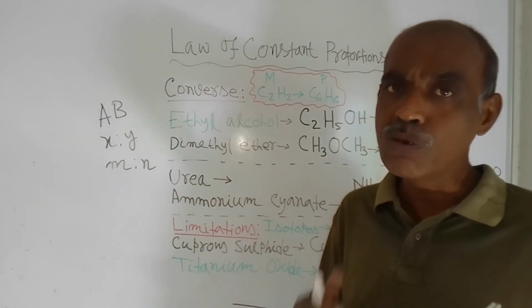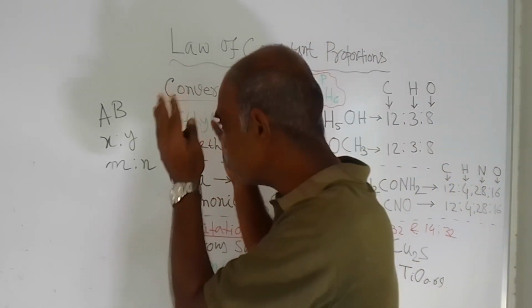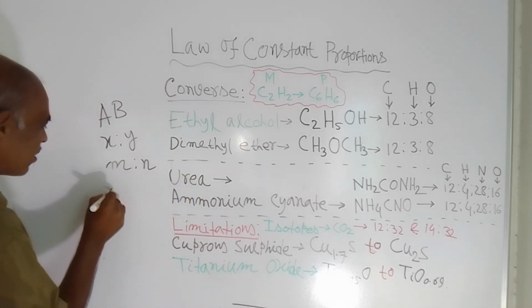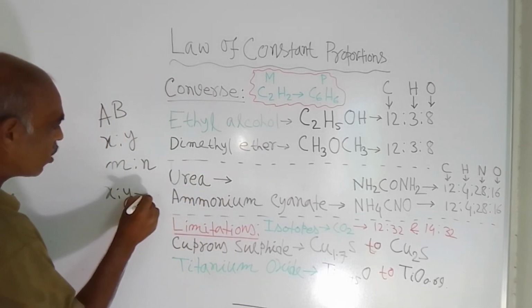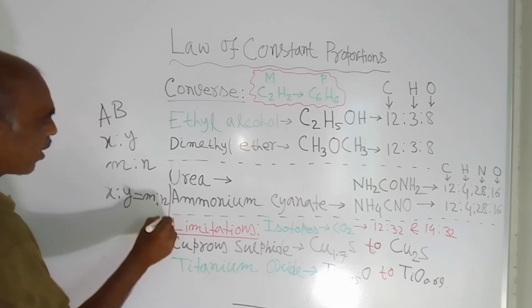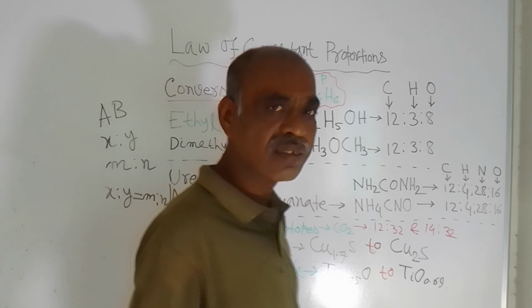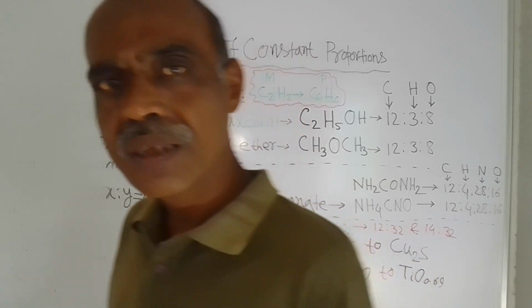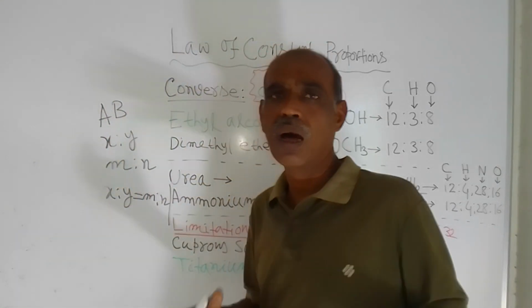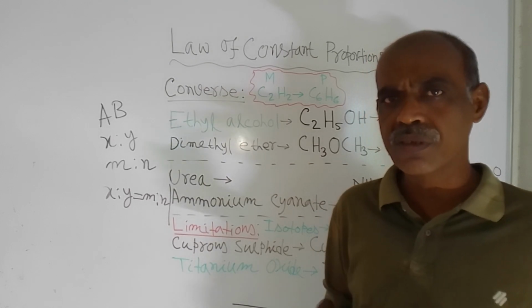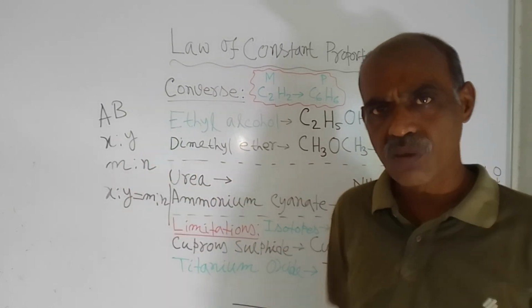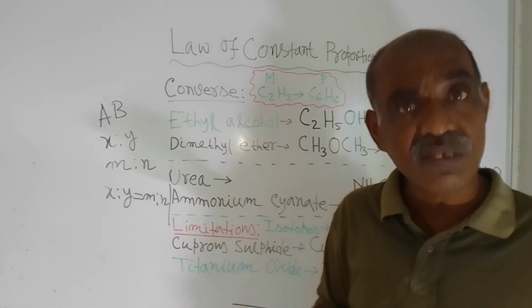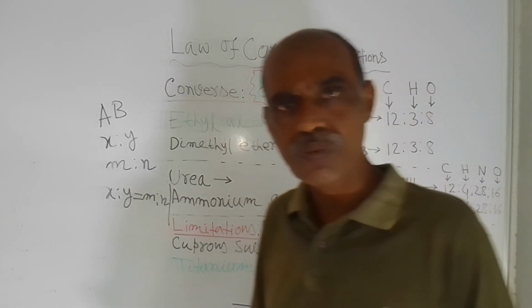So if you do the experiment, if you have the numerical data for X, Y and M and N, then you will find that X:Y is equal to M:N. You will find that. X is to Y is equal to M is to N, and this is the law of constant proportions. Here in this experiment, the methods of preparation for the two cases were different. Still you have got the same ratio, and ratio of what? Not ratio of volumes, it is ratio of masses of the substances.